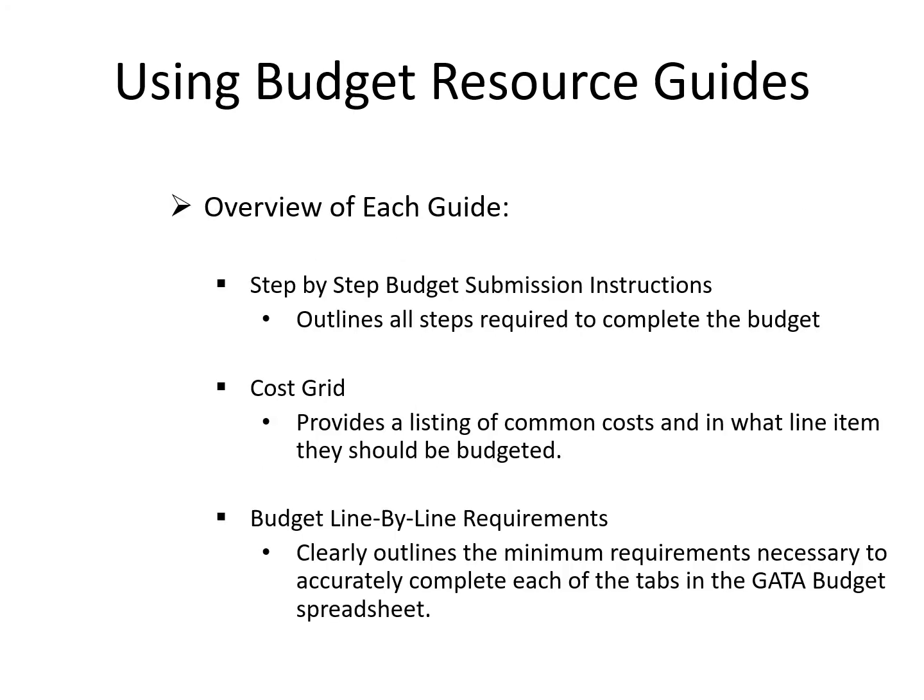The first resource we've provided is labeled the Step-by-Step Budget Submission Instructions, and it outlines all steps required to complete the budget and other grant application documents. The second document is called the Cost Grid, and it provides a listing of common costs and in what line item they should be budgeted. There's also a budget line-by-line requirements document. This document clearly outlines the minimum requirements necessary to accurately complete each of the tabs in the GATA budget spreadsheet.